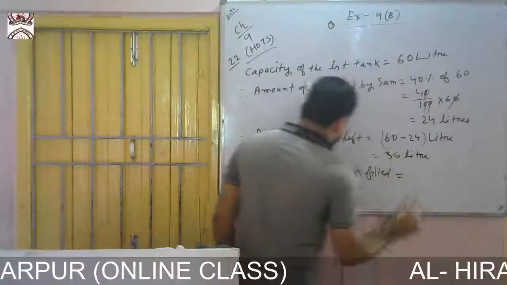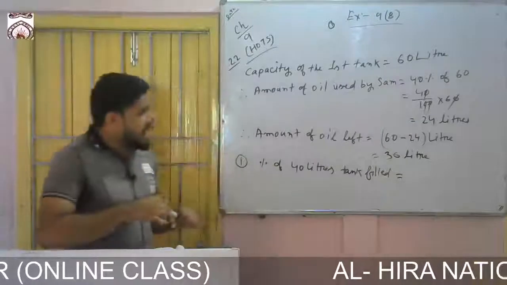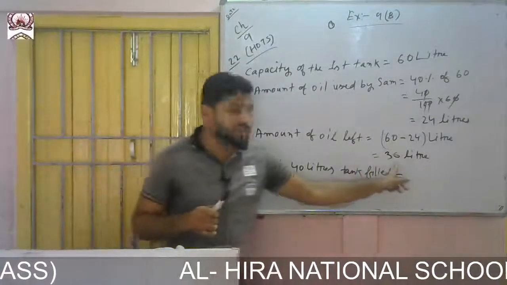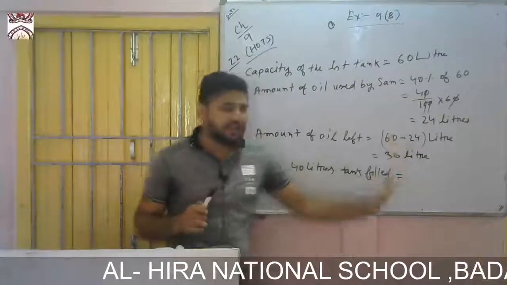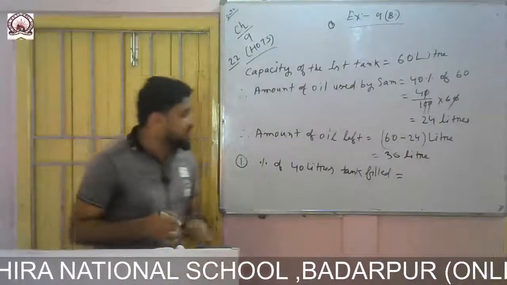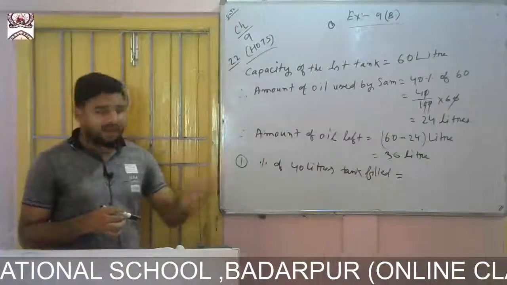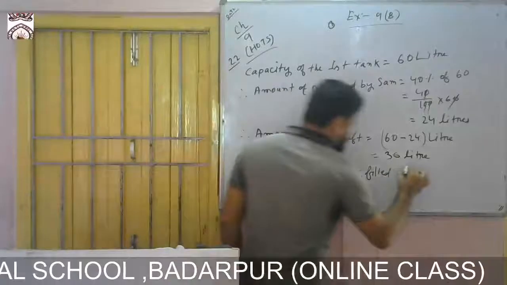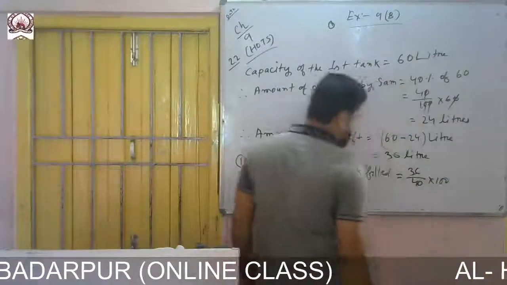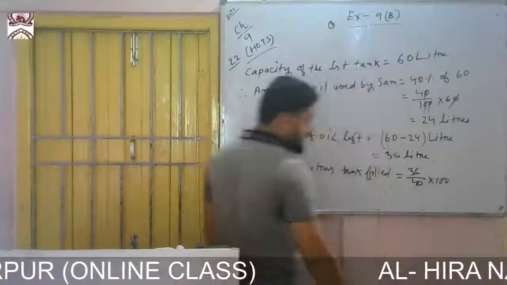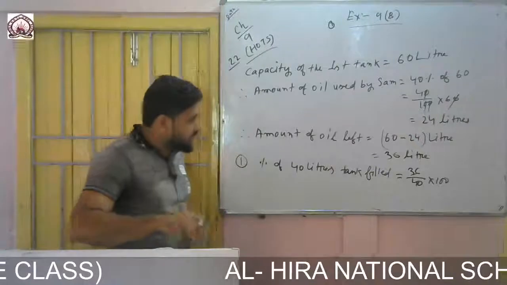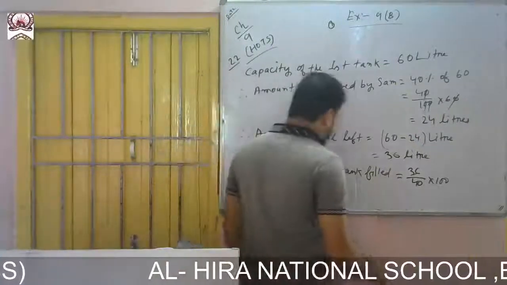You see, in the 40 liter tank how much oil was there? 36 was there, because I subtracted from the total. So it will be 36 by 40 into 100%. Okay, so like this you write one time: 36 by 40 into 100%.